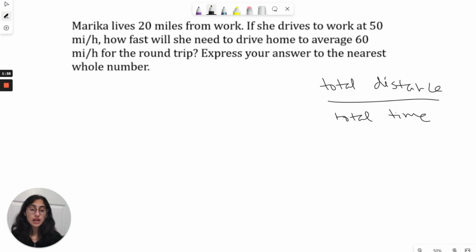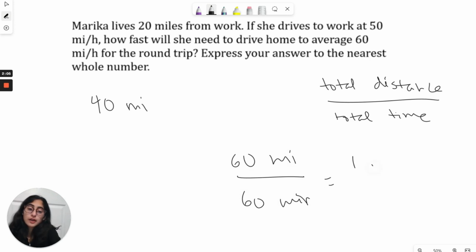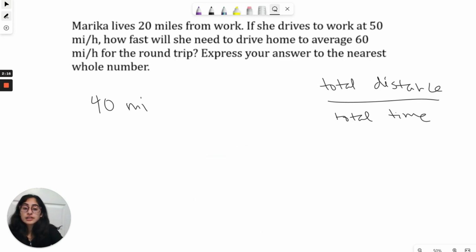Okay, so if Marika wants to average 60 miles per hour for the whole trip, then how long is she taking during that trip? Marika goes 20 miles to work and 20 miles back. She travels 40 miles. And 60 miles per hour is equal to 60 miles per 60 minutes, which is just equal to 1 mile every minute, right? So at the pace that she wants, an average of 60 miles per hour, she wants to go 1 mile every minute, which means that for her 40 miles there and back, she has to spend 40 minutes on that trip, all right?